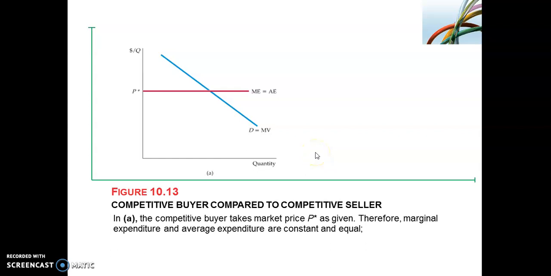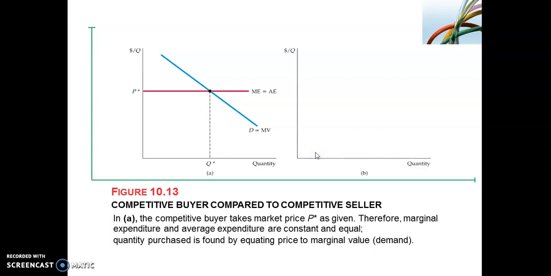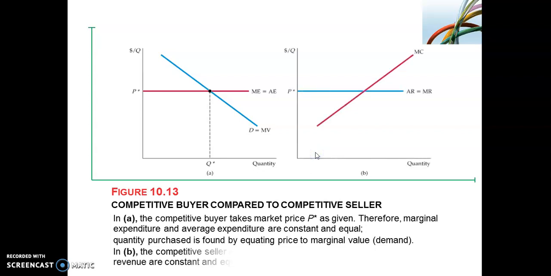We are continuing part 2 of the narration on slide 7 with figure 10.13. Now, this figure shows the situation of a competitive buyer and a competitive seller. So let's just have both figures simultaneously. Here you have a competitive buyer in part A and a competitive seller in part B.